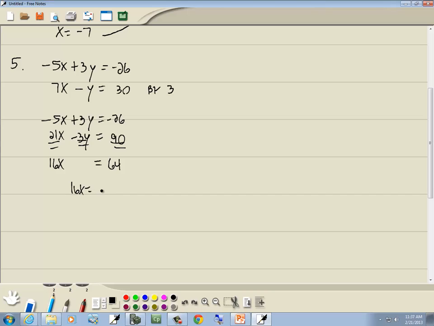Well, now we want to solve for x. So I'm going to divide both sides by 16. And we get x is equal to 4. Now we want to plug that into one of our equations. Second one looks a little easier to me. So I got 7x minus y is equal to 30. Both of them will give you the same answer.